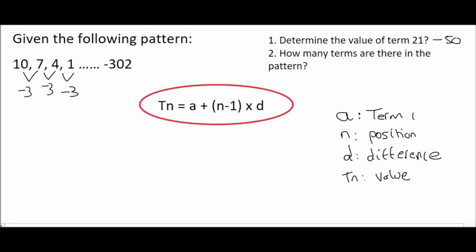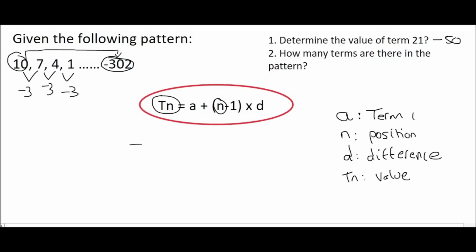The next question says, how many terms are there in the pattern? We could go from 10 all the way to -302, and we could write those numbers down, and it would probably take 3 or 4 pages of writing, but you would still get there. But remember, there's a faster way. We need to look at that -302 and ask ourselves, is that the position, or is that the actual value at that place in the sequence? So is that going to be a Tn, or is that going to be an N? Well done to you if you say Tn. That is the actual value at that point.